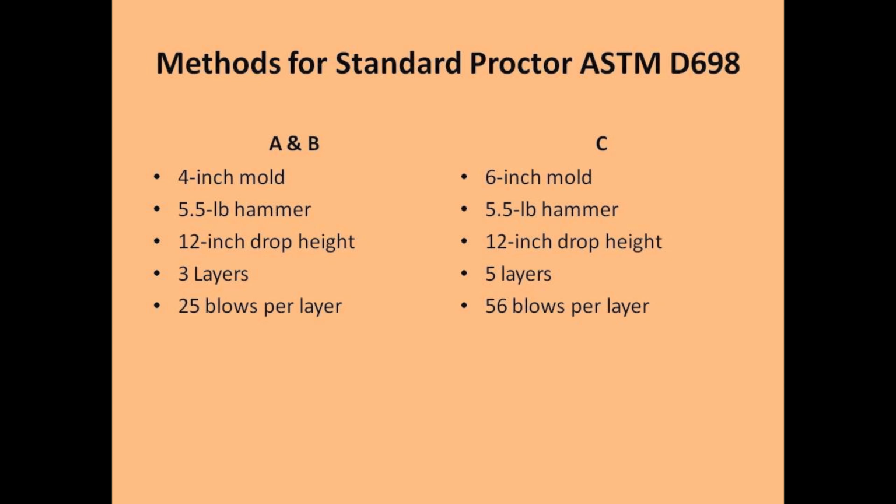Method A and B require the 4-inch mold, a 5.5 pound hammer with a drop height of 12 inches, 3 layers, and 25 blows per layer. Method C requires the 6-inch mold, the 5.5 pound hammer with a drop height of 12 inches, 5 layers, with 56 blows per layer.